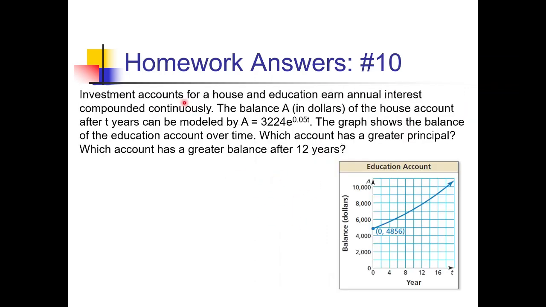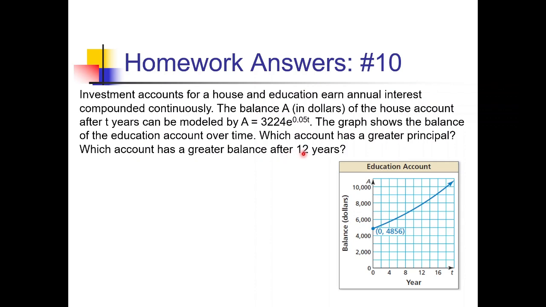On this one, we have investment accounts for a house and education earning annual interest compounded continuously, so that's our tip-off. We're going to need PERT. The balance of the house after t years is modeled by this exponential function, 3224 times e to the 0.05t. And then the graph shows the balance of the education account over time. We want to know which one had a greater principal starting amount and which account was better after 12 years.